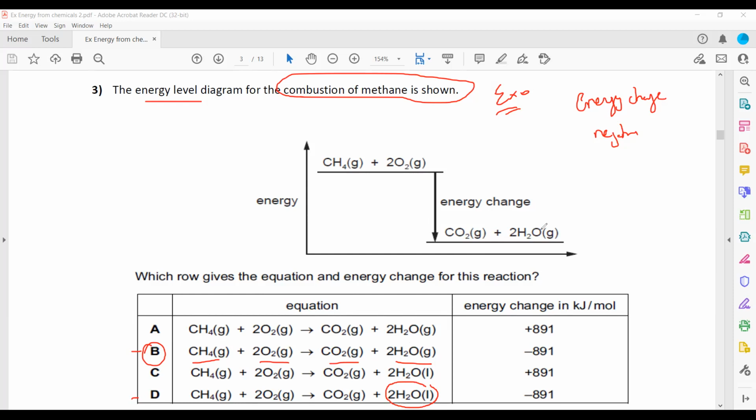Is it clear why B is the right answer? First thing we identify, because it is exothermic, it should be negative, and the states written in the diagram should be the same as what is in the equation. So in the diagram, all are gases for B, but in D, water is a liquid. That's why it is wrong.